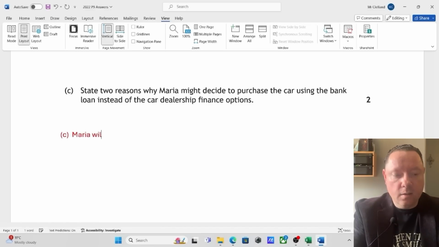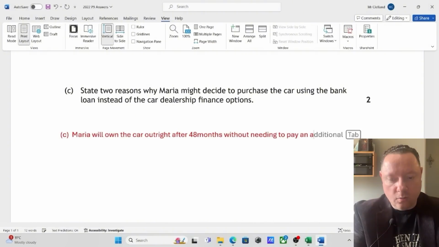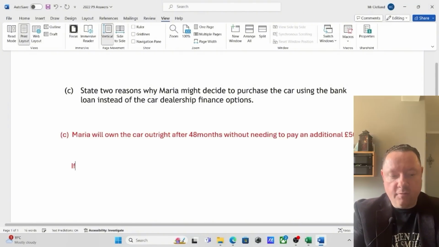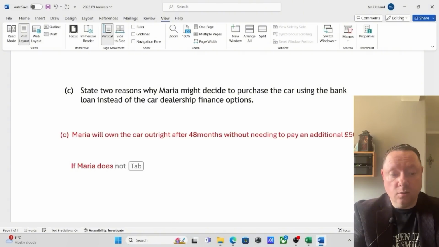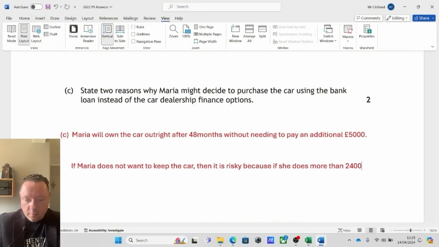So Maria will own the car outright after 48 months without needing to pay an additional £5,000, would be one good reason. If Maria does not want to keep the car, then it is risky, because if she does more than the miles, she will have to pay a penalty.